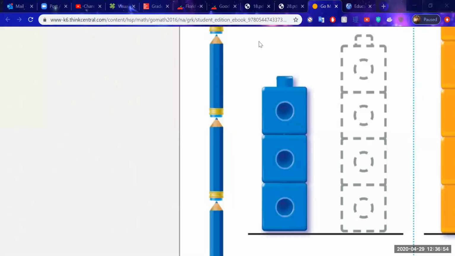Now we're going to look at some workbook pages discussing the same concept. Look at your screen. You'll see a blue cube tower and a cube tower that is not colored. Let's count how many cubes are in the blue cube tower. 1, 2, 3. How many cubes are in the not colored cube tower? 1, 2, 3, 4. Which one is shorter? The blue one. Which one is taller? The not colored one. If you wanted to make a cube tower shorter than the blue one, how many cubes would you put in it? Go ahead and draw that out.